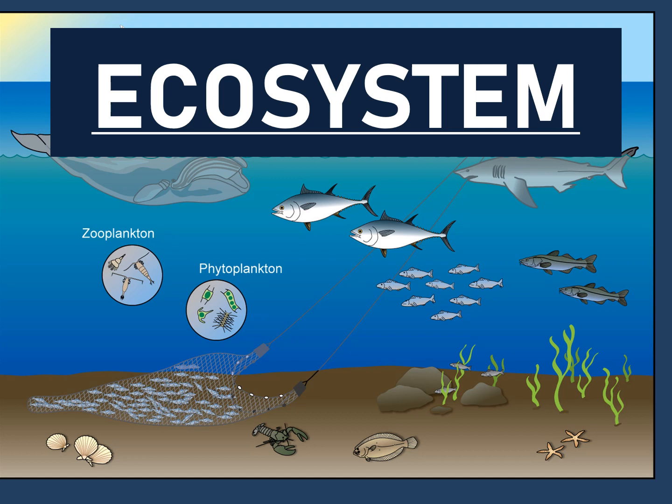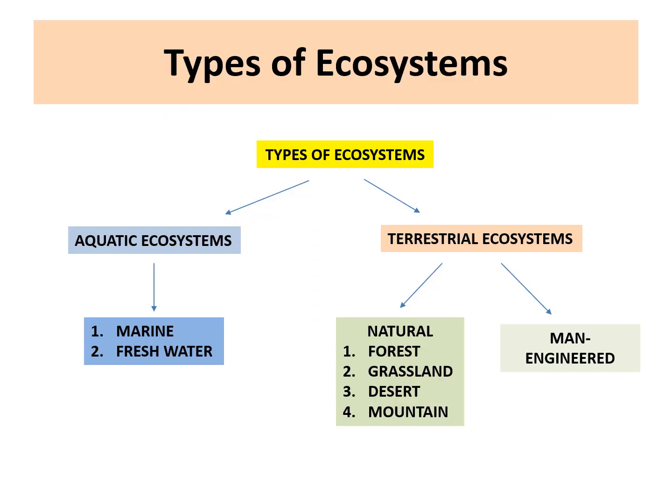Hello learners, this video talks about the types of ecosystems. Ecosystems could be either aquatic or terrestrial. Aquatic ecosystems are all the ecosystems that are based on water, and terrestrial ecosystems are all those ecosystems which are based on land. So today we'll talk about the terrestrial ecosystems.